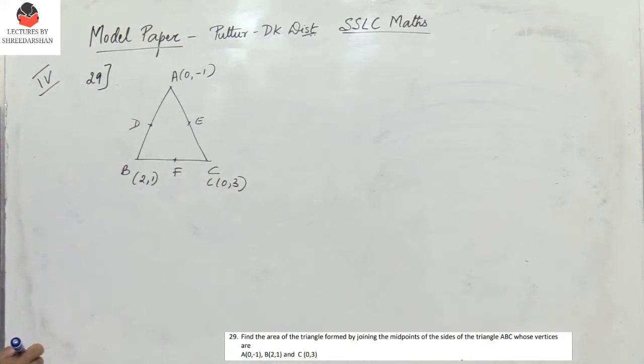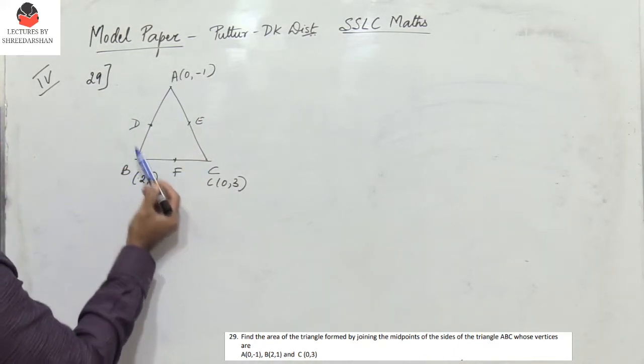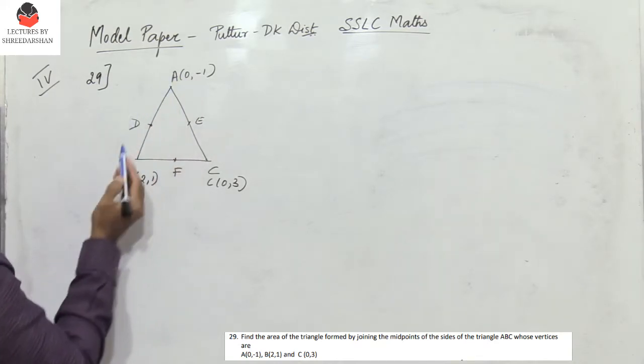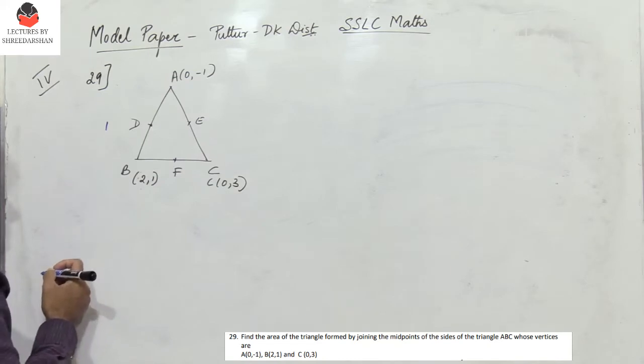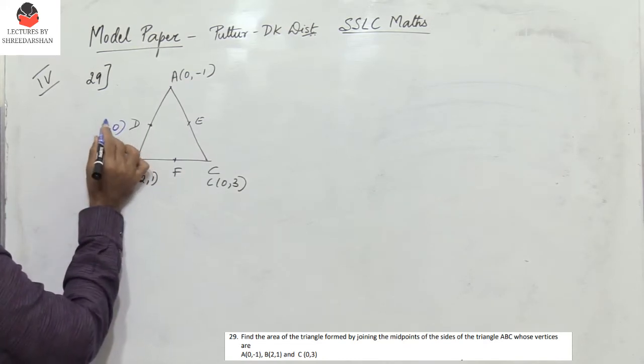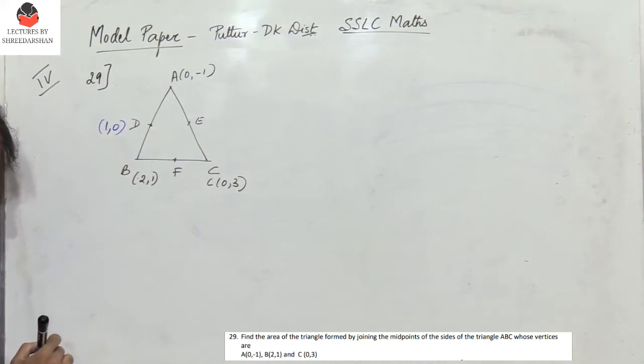So what is the midpoint D? I will write it directly. So add the corresponding x coordinates and divide by 2. 2 plus 0 by 2 is 1. 1 plus -1 by 2 is 0. So D is (1, 0).